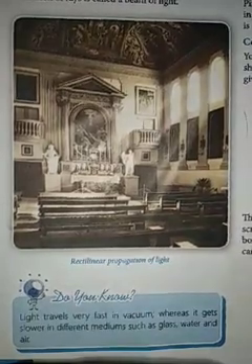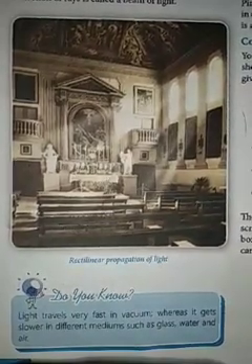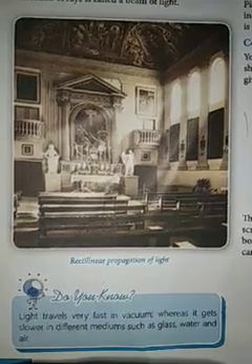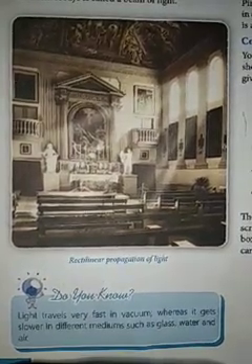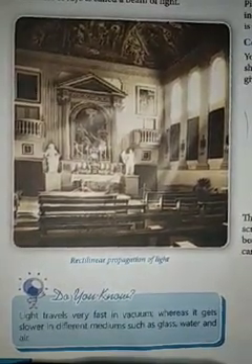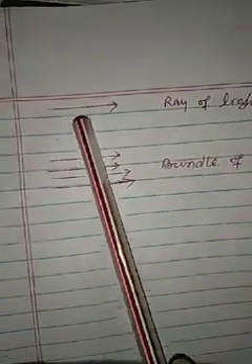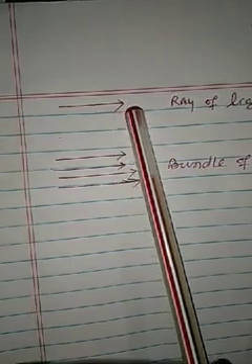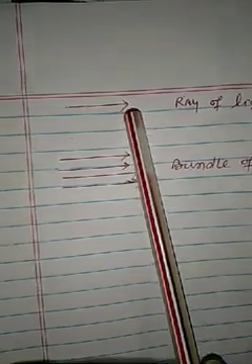The path of light is denoted by a straight line with an arrow in the direction in which it is traveling. This straight line with an arrow is called a ray of light. You see here, the path of light is denoted by a straight line with an arrow, and the direction in which the light is traveling. The arrowhead shows the direction along which the light ray travels.